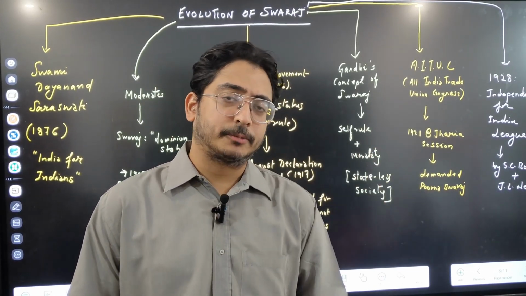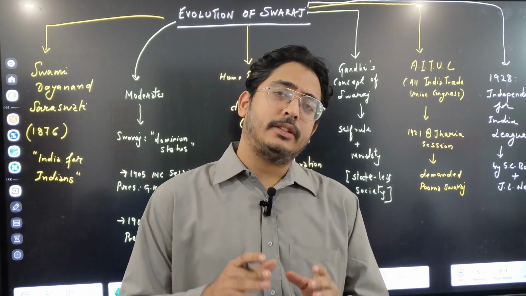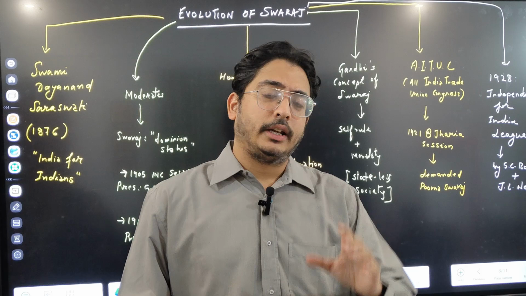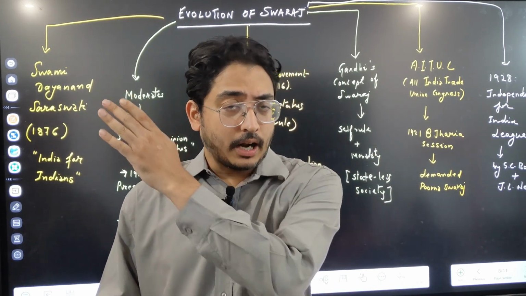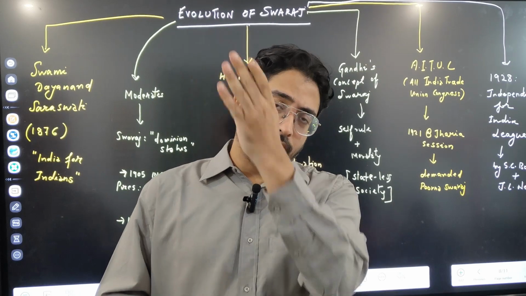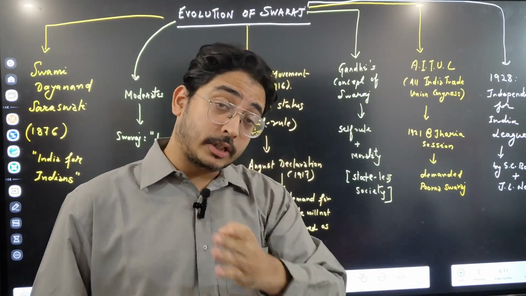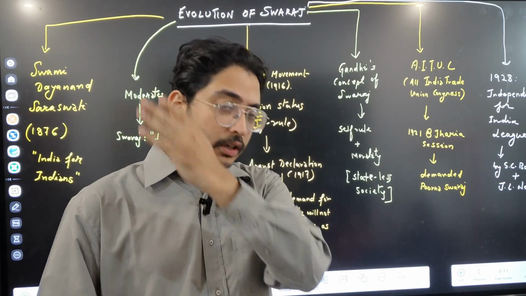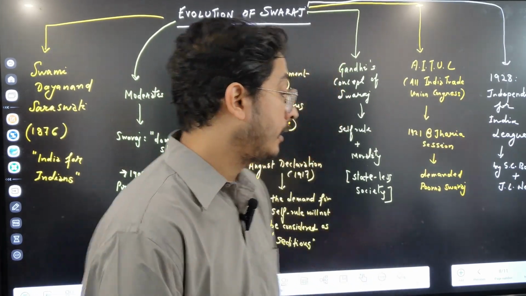So today we have one question from GS1, that is, what was the evolution of Swaraj in our Indian independence movement? So it means from the starting of Indian independence, how the word Swaraj came, what was the meaning of Swaraj, how the concept or the meaning changed over the years. That is what we have to write.